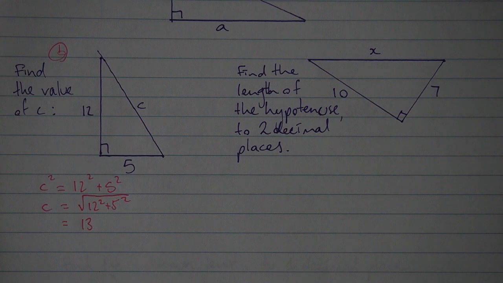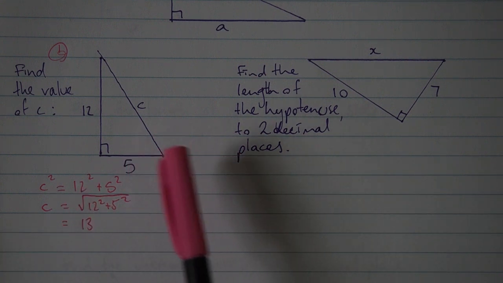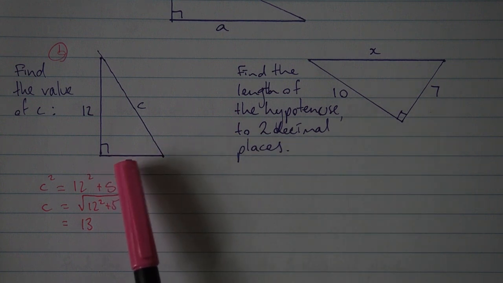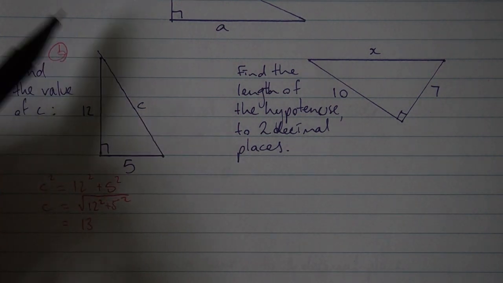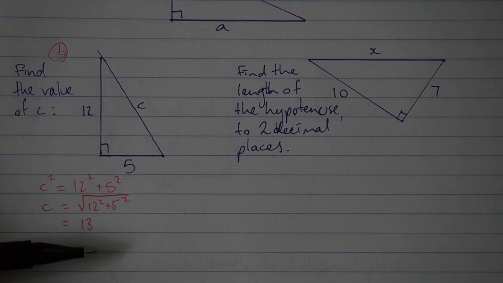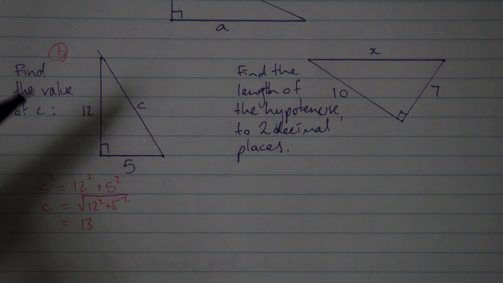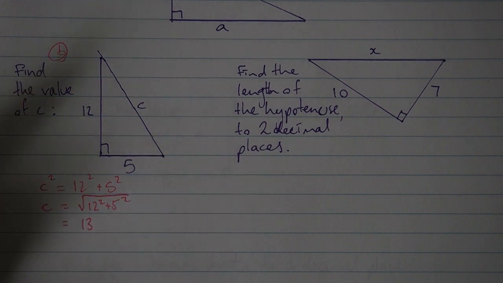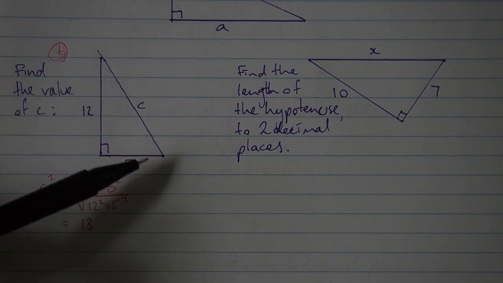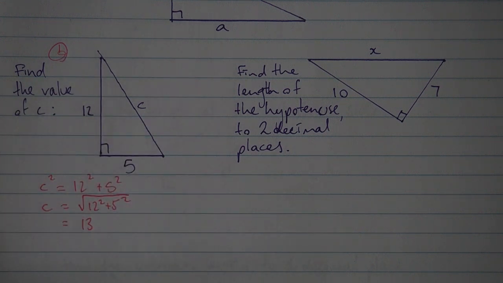I always want you to check whether or not the answer is a reasonable answer. What we know about right angled triangles is that the hypotenuse is always the longest side. 13 is greater than 12 and 5, so yes, it's reasonable. It's not like it's an answer of 1,551, because that would be a little bit silly when our other two sides of our triangle are 5 and 12. So that's what I mean by checking for a reasonable answer.